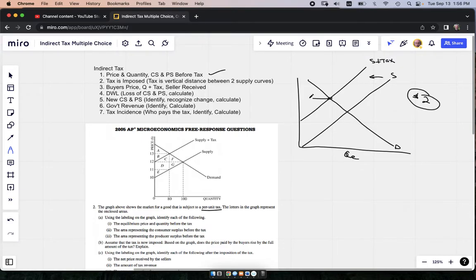There's a new price that the buyer would have to pay. There's a new quantity due to the tax, right? Let's call it QT or Q tax. We can recognize, and we should, that this triangle right here, remember all of that used to be consumer surplus, all of this used to be producer surplus, but now society has lost some of this good.